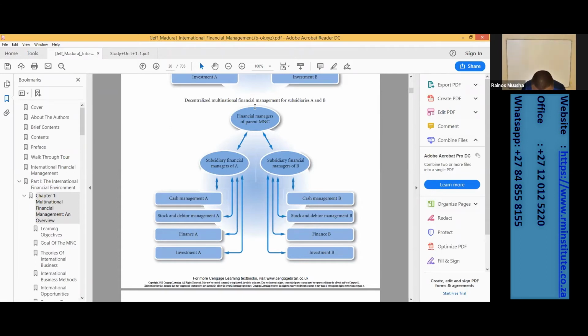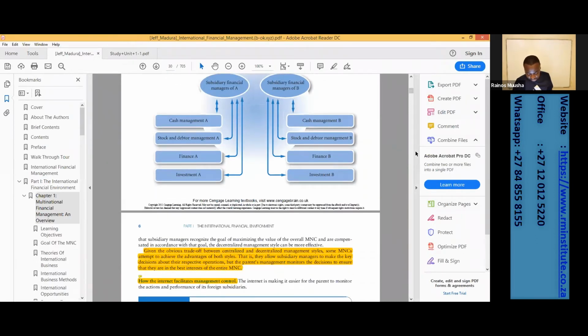So the advantage would be, in this case, the managers from the subsidiaries are more likely to make decisions which are suited to the conditions in which the subsidiary is operating. But at the same time, the disadvantage would be the managers might end up making decisions which are not necessarily in the best interest of the multinational company. Remember, the interest of the multinational company goes back to its goal, which is to maximize shareholders' wealth. Are there any questions regarding the centralized and decentralized system?